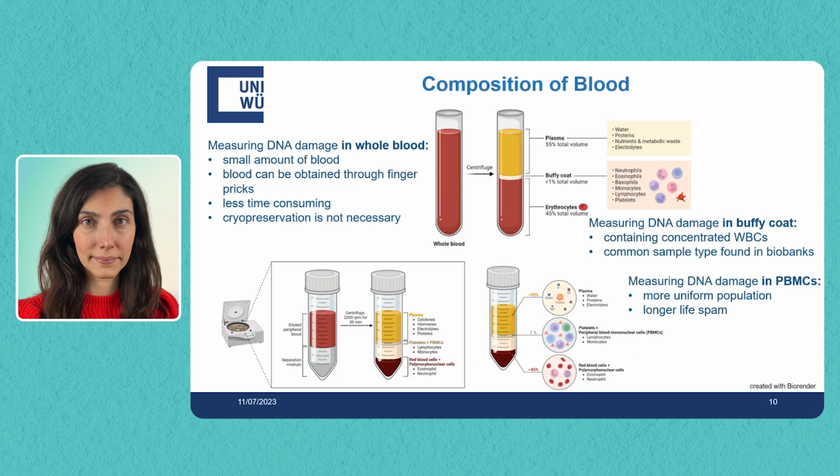With the PBMCs, we have a more uniform population of cells, which is a good thing, as we have only mononuclear cells. And these cell types actually have the longer lifespan among all these cells. So for exposure studies, it might be a good and representative choice, because they are the longest circulating in the blood all over the body. They are exposed maybe for a longer time compared to the polymorphonuclear cells, which are sometimes only there for 24 hours or up to 3 days, which might also be a good thing to know.